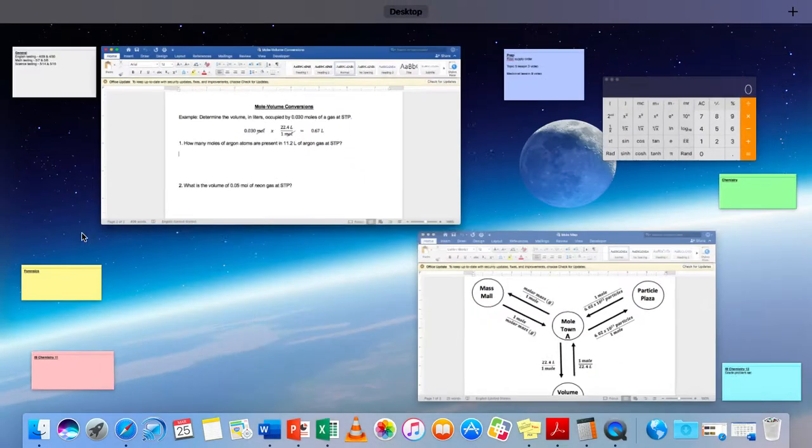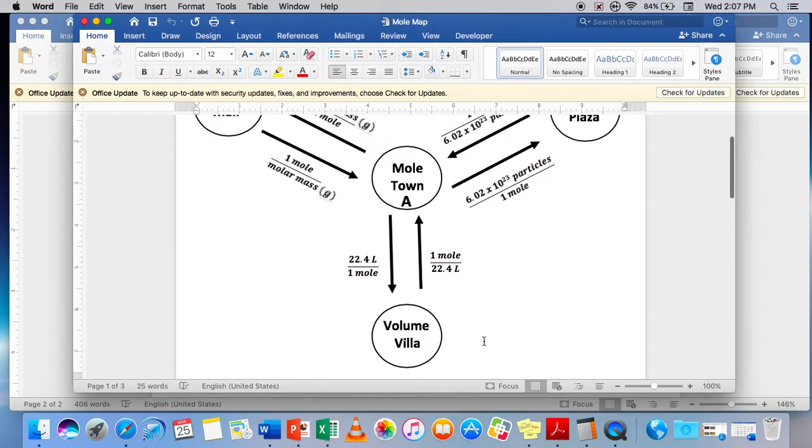If you have your mole map, we're now going to be looking at this bottom part of the map, where we're going to try and interconvert between moles in Moletown and volume in Volumevilla using these two conversion factors. The thing to know about volume is that 1 mole of any gas at standard temperature and pressure, so if you ever see STP, you can use this conversion. 1 mole of any gas will occupy 22.4 liters.